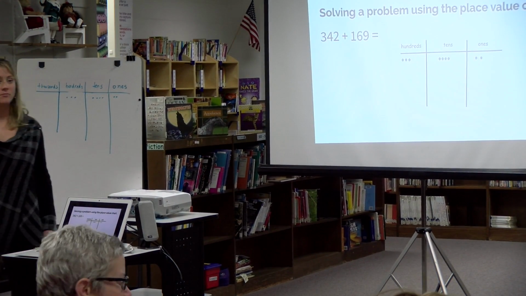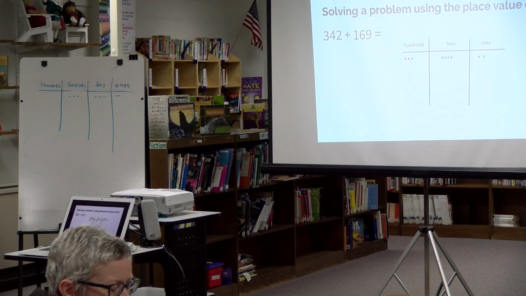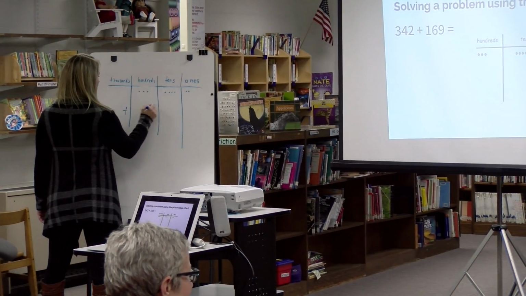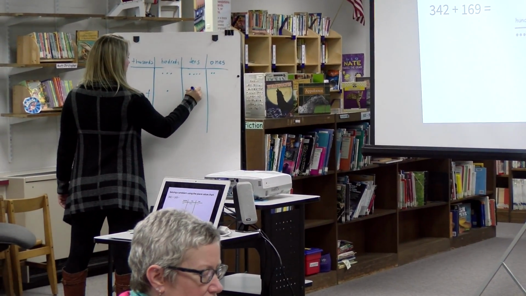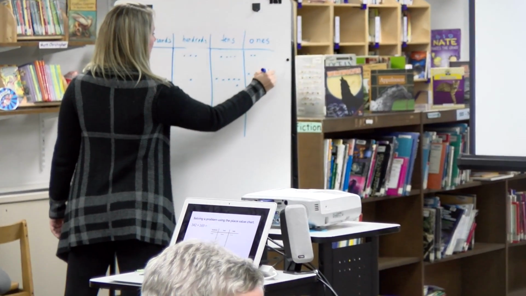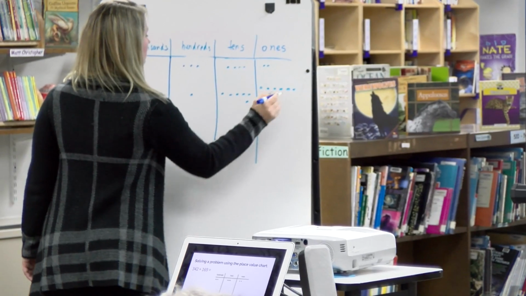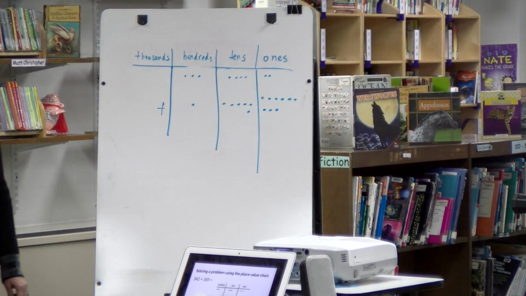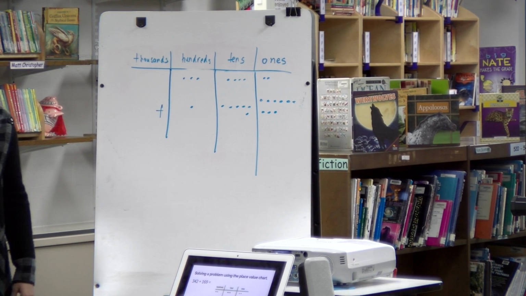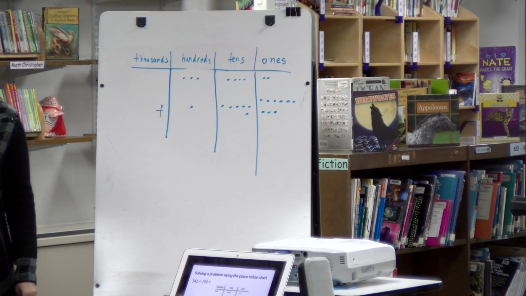Now add the number 169 underneath that in dots. Make 169 on your chart. So we do 2, and then what else? You make 169. Right, which makes sense.